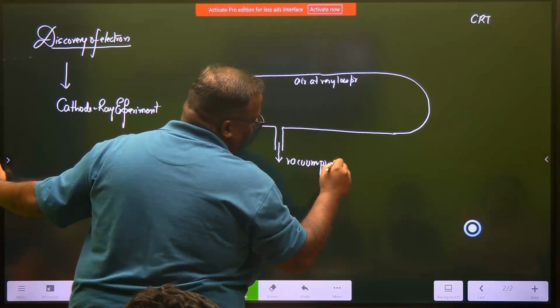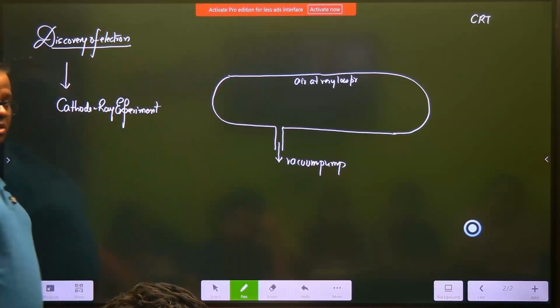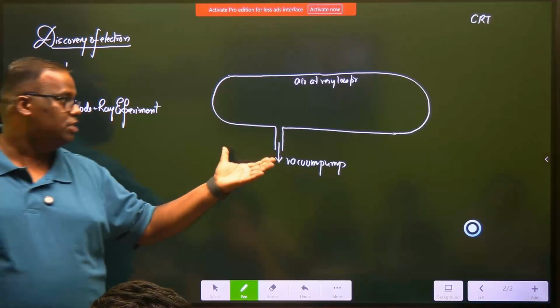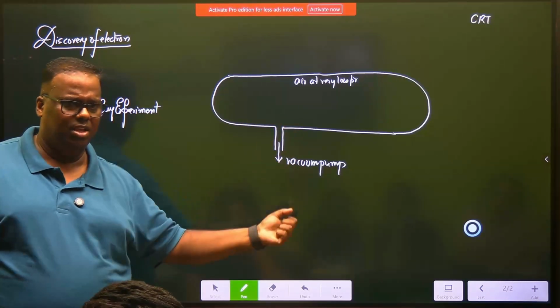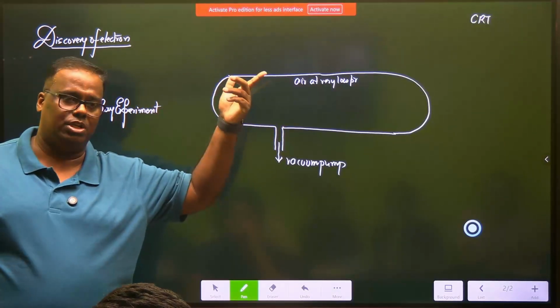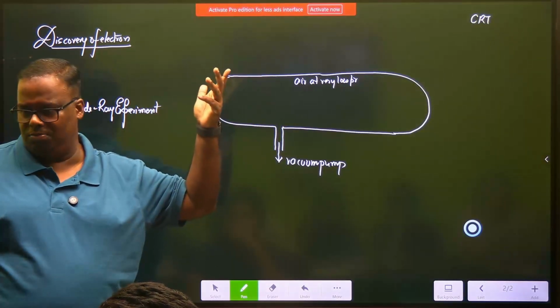You know what a vacuum pump is? An air compressor is something which will blow air. A vacuum pump sucks out. So all the air is sucked out. If you suck out the air, then what is remaining here? Air at a very low pressure, because if there is no air, there cannot be any pressure, right?